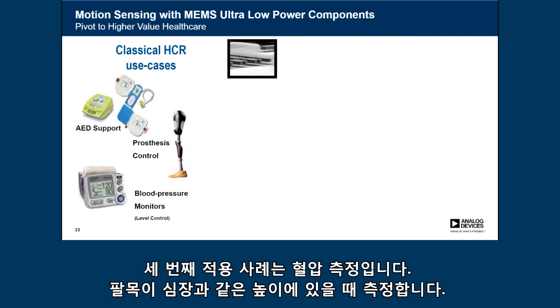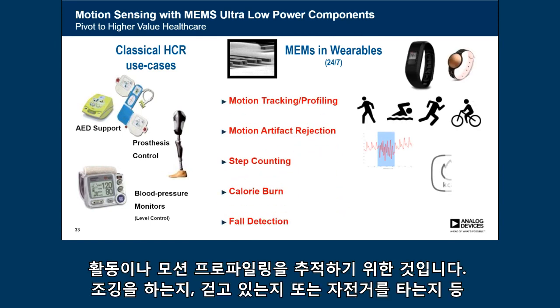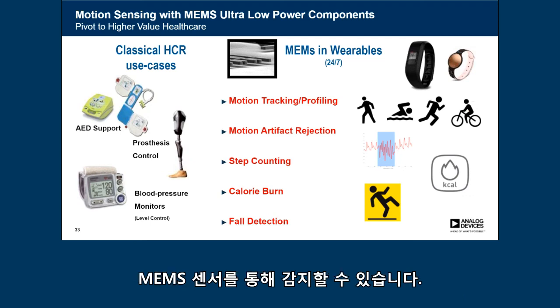And then the third use case could be in a blood pressure monitor, where you measure if the hand where the cuff is placed is at the same elevation as the heart. Besides these classical medical applications for MEMS technology, we now also see a lot of use cases for wearables. First of all, it's for tracking activity or motion profiling. Is someone jogging, walking, or cycling? That's where those MEMS sensors are used.